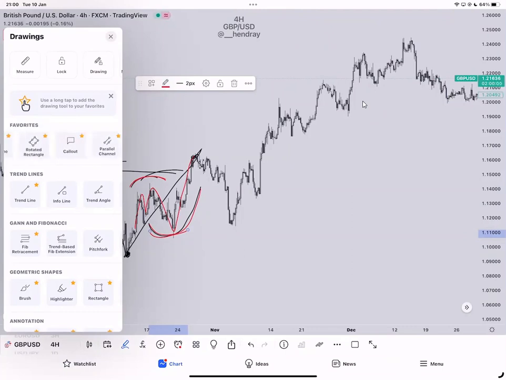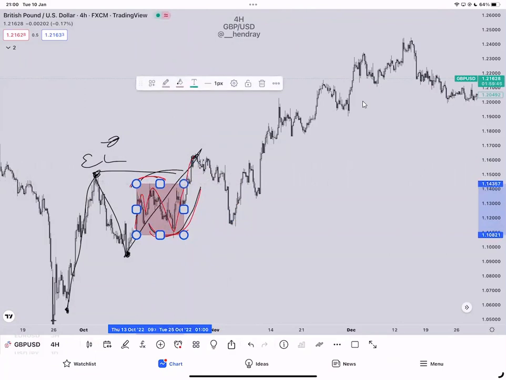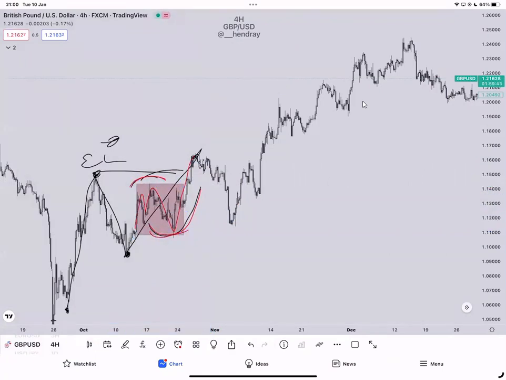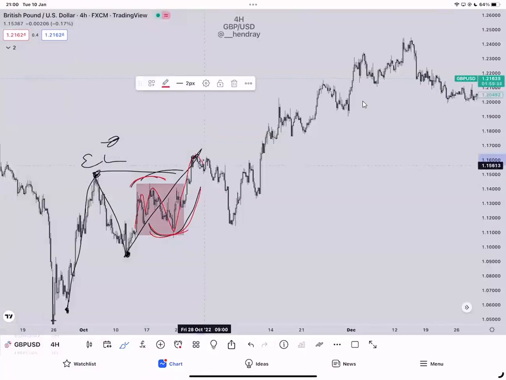So that's your internal structure. This guy right here, this is your internal structure. In fact, a major internal structure. And then we have what? A deep pullback. So in this scenario, what we have here is a deep pullback. Hence, is this a range structure? No. So this is a major structure range.